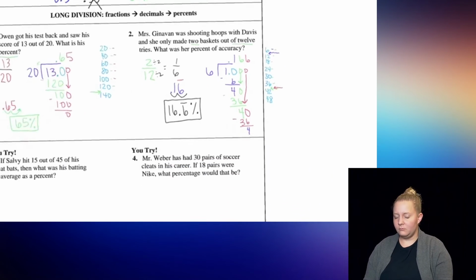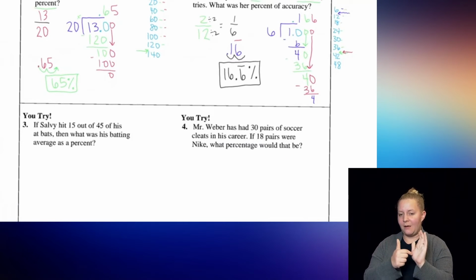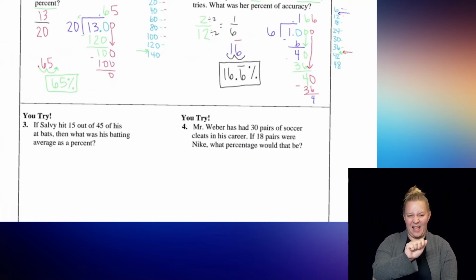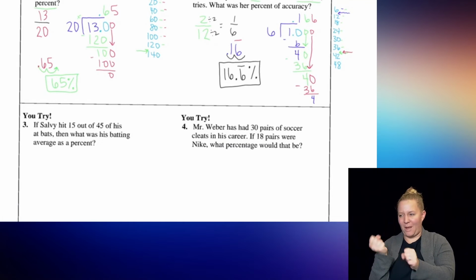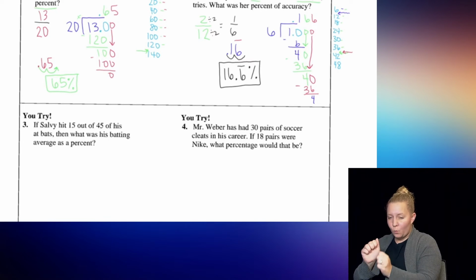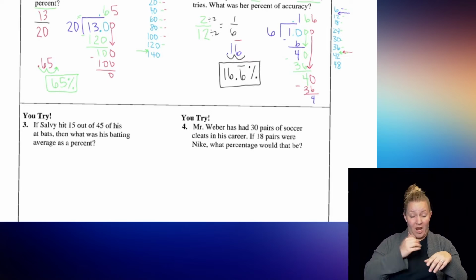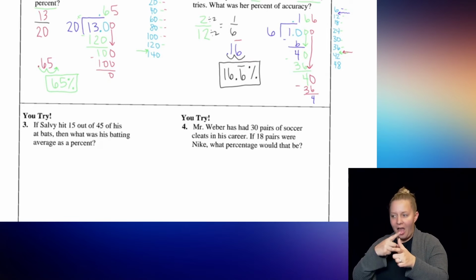Alrighty, now you are going to try these 2 examples on your own about Salvi hitting 15 out of 45 baskets, or at-bats, sorry, and Mr. Weber and his soccer cleats. Make sure that once you create your fraction, you go ahead and simplify that fraction first, and then show that long division very similar to what we did right up above. Go ahead and pause.